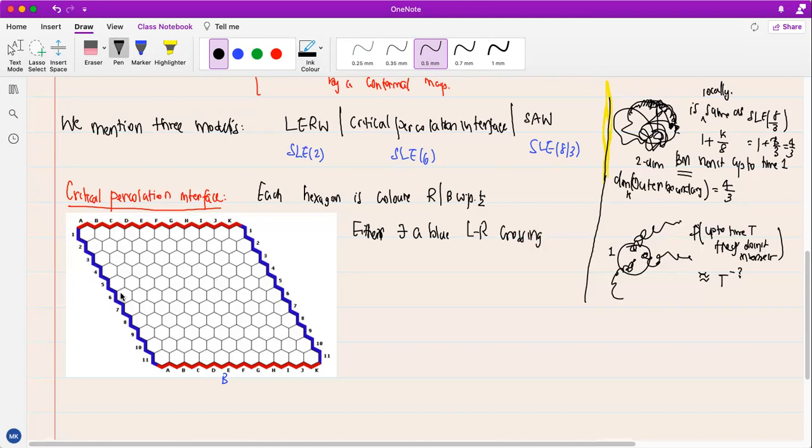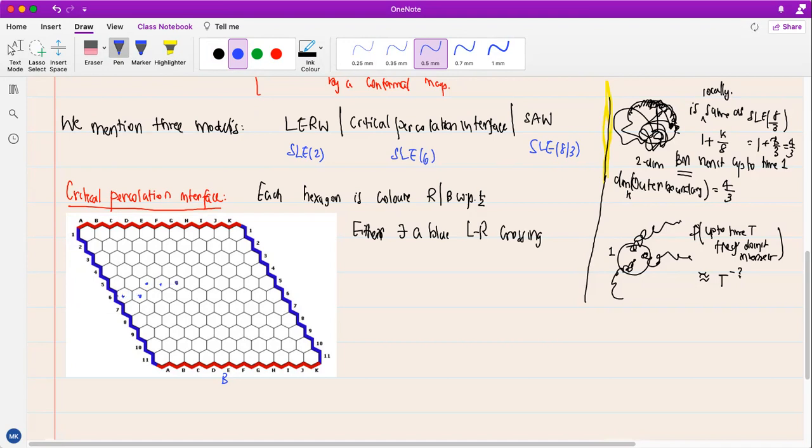What I mean by that is there is a sequence of blue hexagons which connect the left to the right. Suppose this is blue. So if you have these things, let's say all these. Two adjacent means they share an edge. So this side is blue.